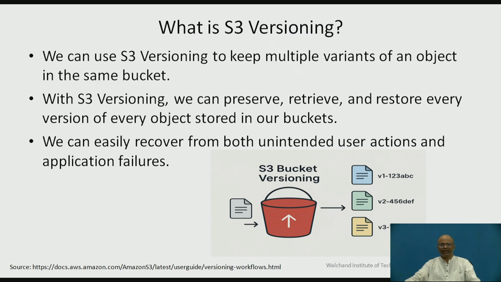So let's see what exactly S3 versioning is. We can use S3 versioning to keep multiple variants of an object in the same bucket. With S3 versioning, we can preserve, retrieve and store every version of every object stored in our bucket. So we can easily recover from both unintended user actions and application failures. Imagine any particular data that you put into this bucket multiple times. If the S3 bucket is versioned, it keeps multiple copies of the same data with different versions.